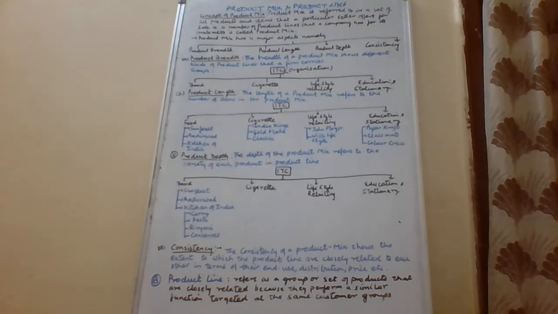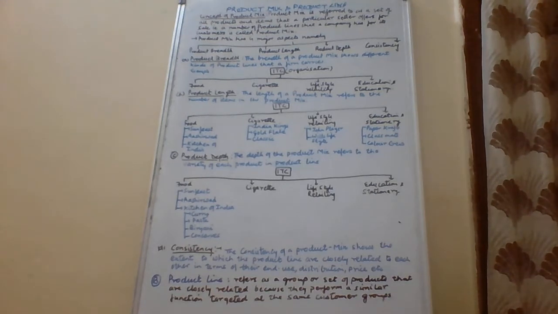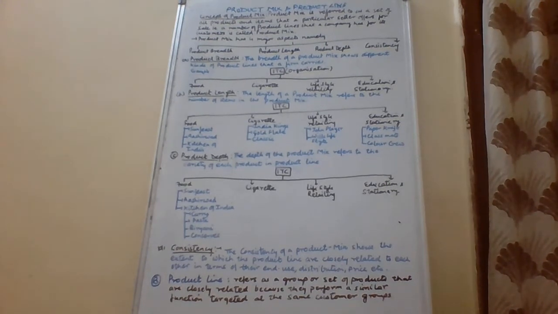Number two is product length. The length of the product mix refers to the number of items in the product mix. For example, in the food category, ITC produces Sun Feast, then Ashirwad, Kitchen of India. In cigarettes, they have India Kings, Golf Flag, Classic, Bristol, Scissors.